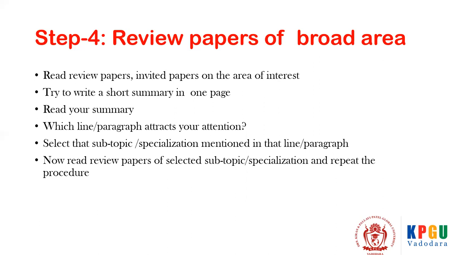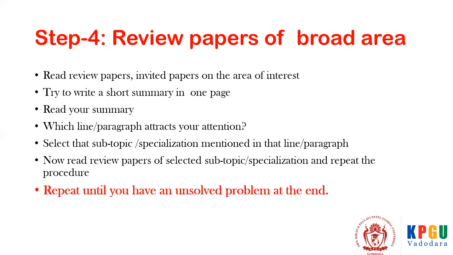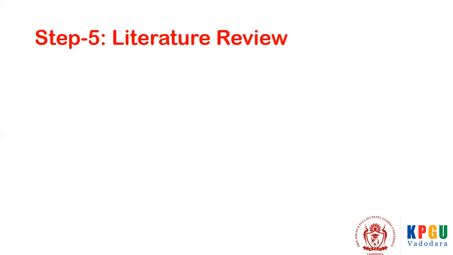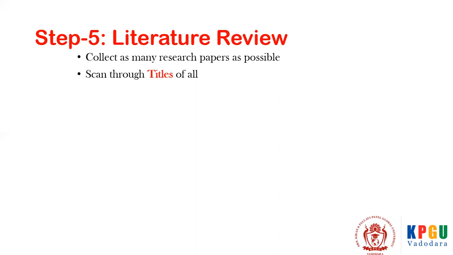So this is how you will be able to narrow down and select an appropriate research area. Repeat until you have an unsolved problem at the end. Now, once you have an unsolved problem at your end, step 5 is literature review.